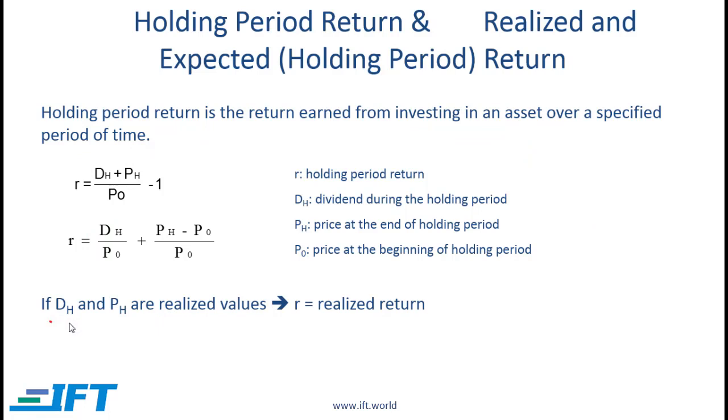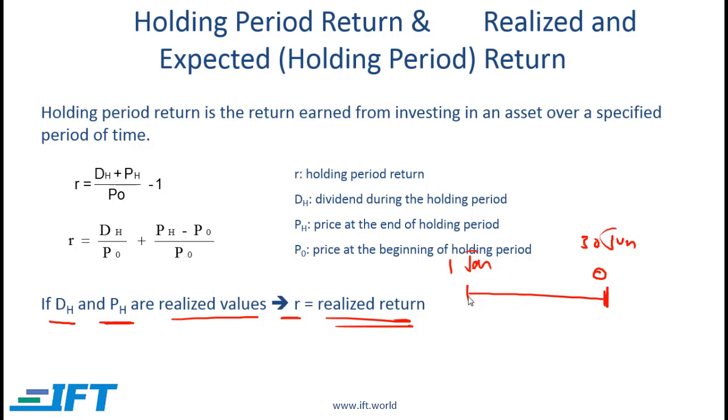If the dividend and the holding period price are realized, then we call R the realized return. And this is fairly straightforward. Let's say that you are sitting here at this point in time, say this is 30th June, and you made your investment on 1st January. This is the holding period. You made the investment here on 1st January and then you sold your stock for 58 here, plus you got your $2 dividend. Then the return of 20% would be called a realized return.